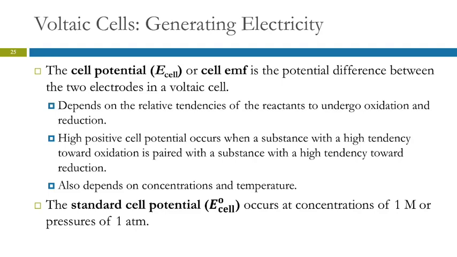So the cell potential depends on relative tendencies of the reactants to undergo oxidation and reduction. So if you have a substance with a high tendency towards oxidation, combined with a substance with a high tendency towards reduction, then you get a high potential on your cell. Of course, it's also going to depend on concentrations and temperature. So what we call the standard cell potential, E cell with the 0 there for standard, that's going to occur at concentrations of 1 mole per liter or pressures of 1 atmosphere. So that's that same definition of standard that we've used for other things.